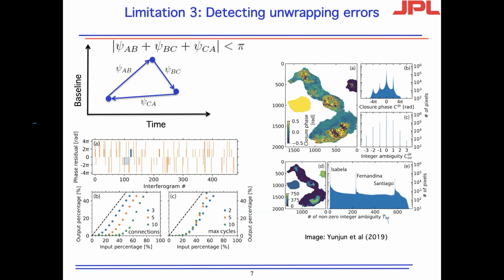I know it's a long term. Say that 3 times. Non-zero integer ambiguity of the closure phase. That's the unwrapping errors. And we see 2 more peaks on Fernandina volcano, which is on the left, and the San Diego Island, which is on the right.